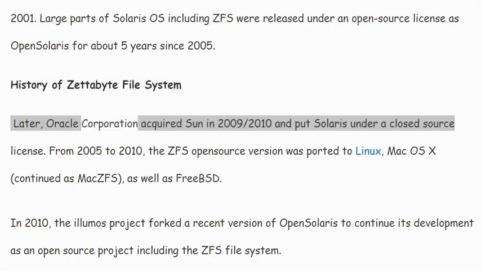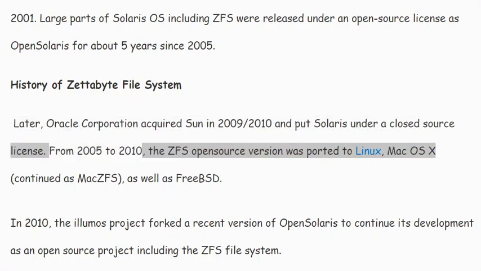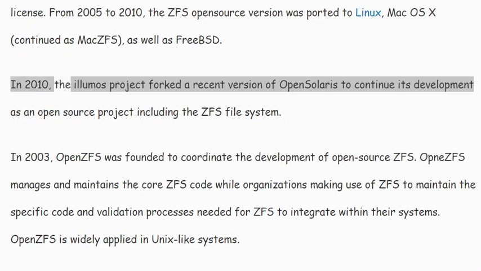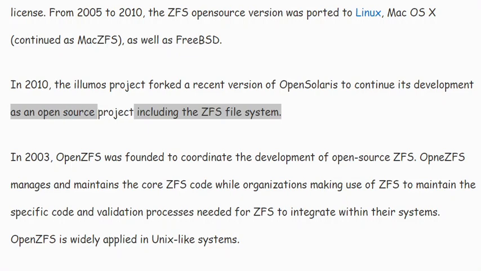History of Zettabyte file system. Later, Oracle Corporation acquired Sun in 2009 to 2010 and put Solaris under a closed-source license. From 2005 to 2010, the ZFS open-source version was ported to Linux, Mac OS X, continued as MacZFS, as well as FreeBSD. In 2010, the Illumos project forked a recent version of OpenSolaris to continue its development as an open-source project including the ZFS file system.